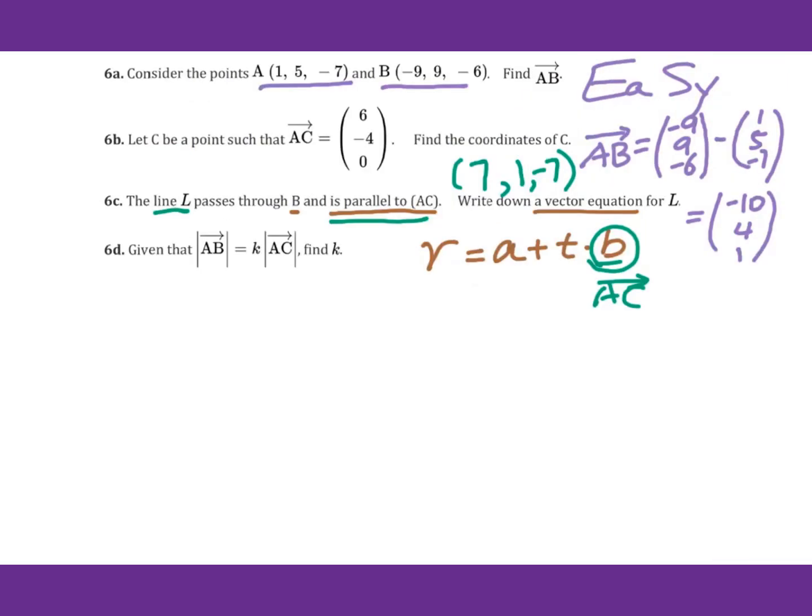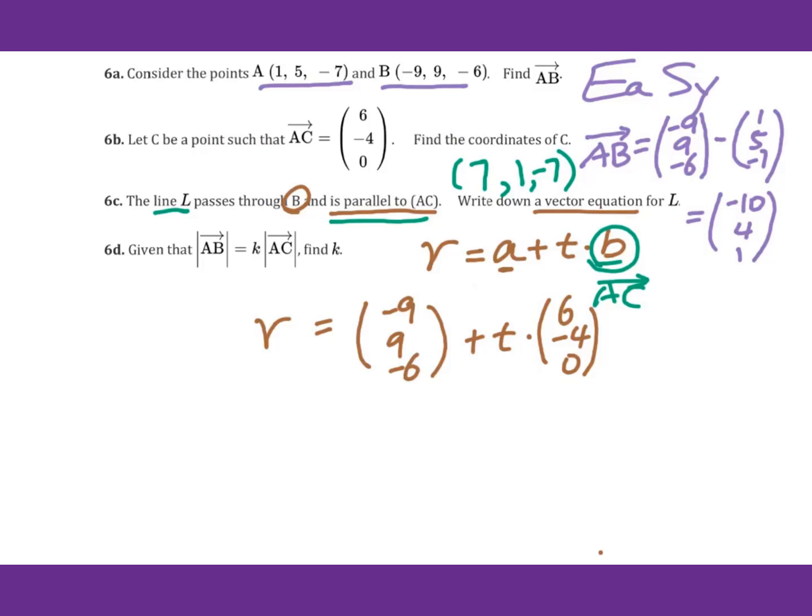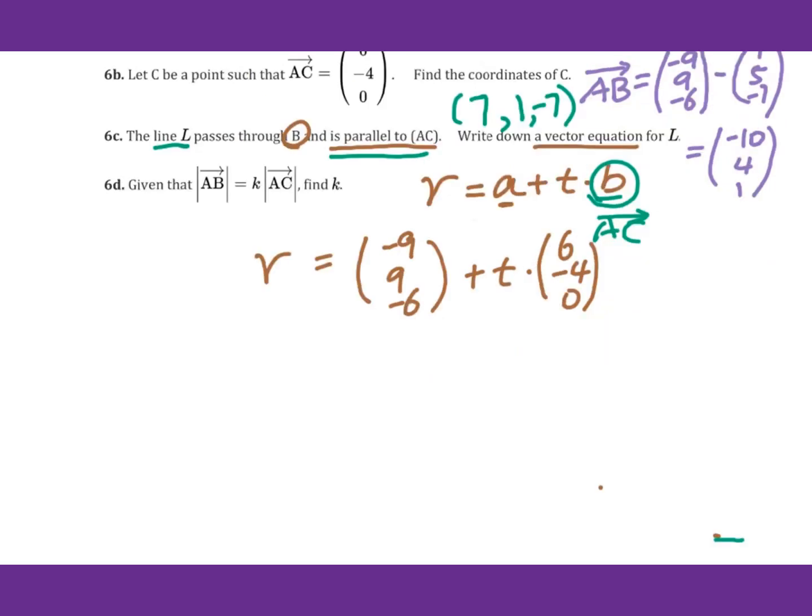So this line is passing through B. So for the position vector, we can use the coordinate for B. You will get r equals (negative 9, 9, negative 6) plus t times vector AC, which will be (6, negative 4, 0).